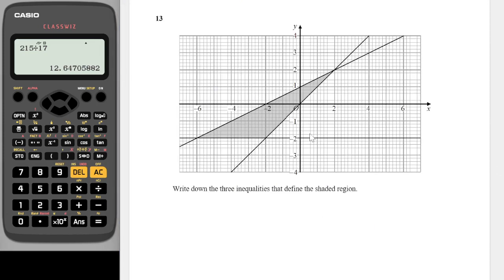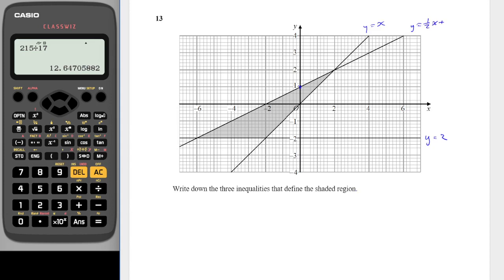Okay, question 13. Write down the 3 inequalities that define the shaded region. So I'm going to start by labeling these 3 lines. So the first one is y is equal to 2. This one here is y is equal to x. And then this one here has an intercept of 1 and a gradient of a half. So it's going to be y is equal to a half x plus 1.